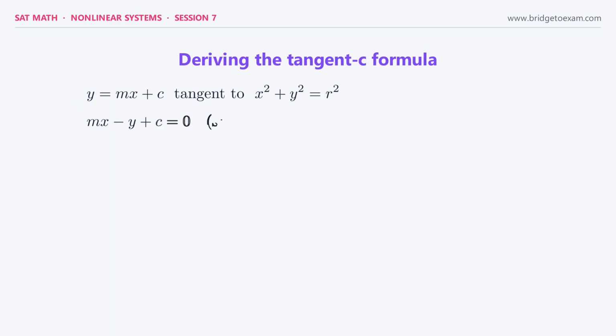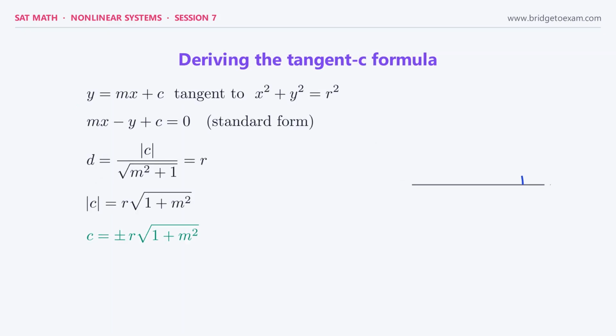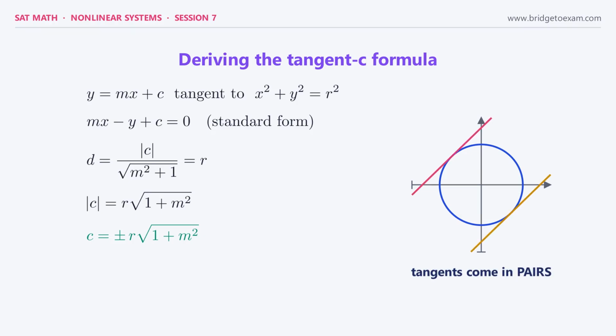Let's use that shortcut to derive a formula you'll see in your practice set. For what values of c is the line y equals mx plus c tangent to the circle x squared plus y squared equals r squared? Rewrite the line in standard form. mx minus y plus c equals 0. The center is the origin, so the distance is the absolute value of c over the square root of m squared plus 1. Tangency means that distance equals r, so the absolute value of c equals r times the square root of 1 plus m squared, which means c equals plus or minus r times the square root of 1 plus m squared. Two values, and that should feel familiar from session 5.